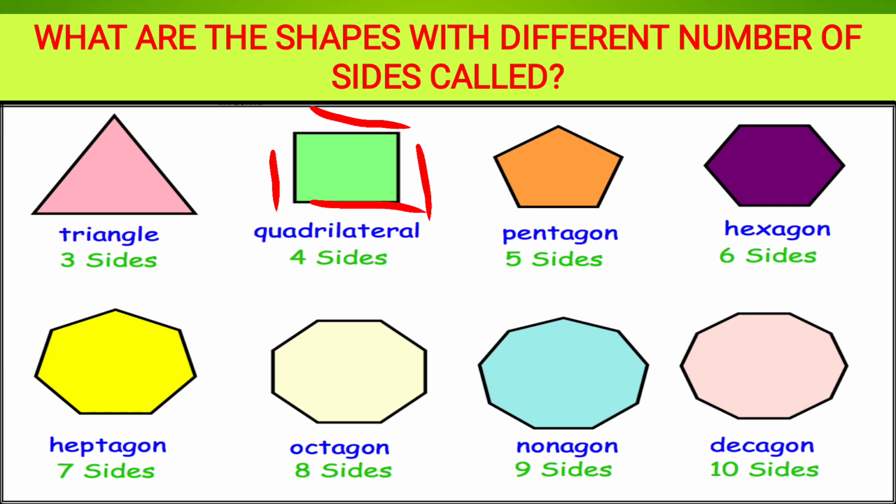In a pentagon, there are 5 sides. Let us count the number of sides. 1, 2, 3, 4 and 5. So, it has 5 sides, and it is known as a pentagon.